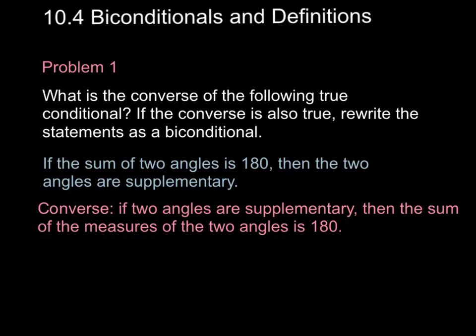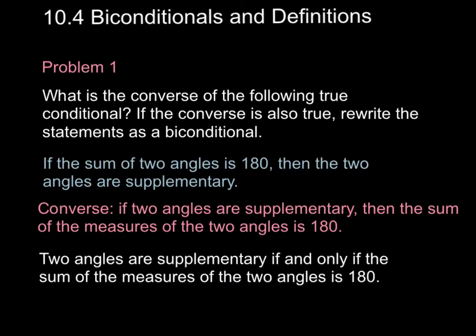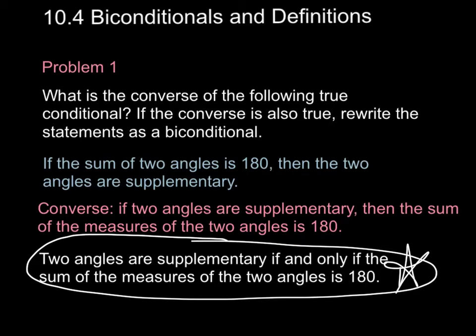So we can form a biconditional by joining the true conditional and the true converse with the phrase if and only if. So, we're going to take the converse, but we're not going to use if anymore because that's a conditional. We're going to make a statement. This is a biconditional, which is your answer here: two angles are supplementary if and only if the sum of the measures of the two angles is 180 degrees. So right here, this is your biconditional statement.